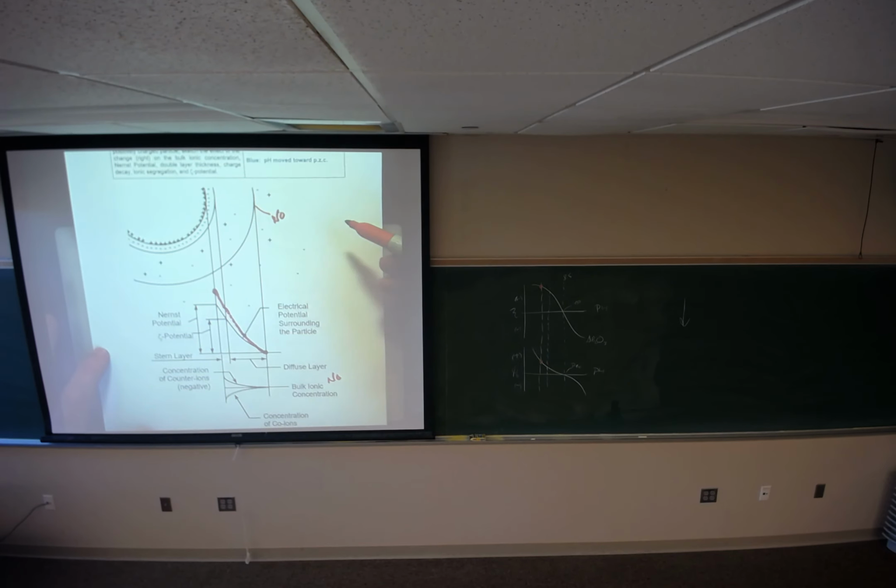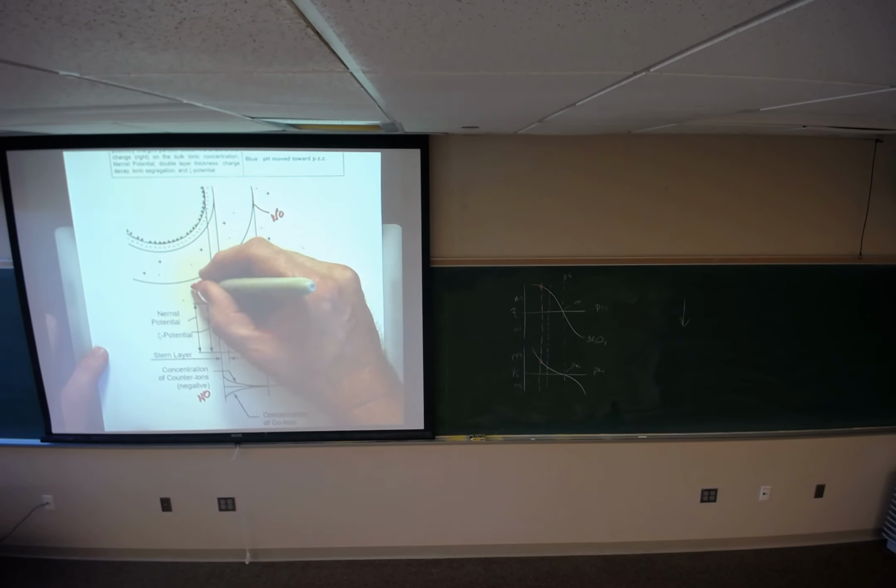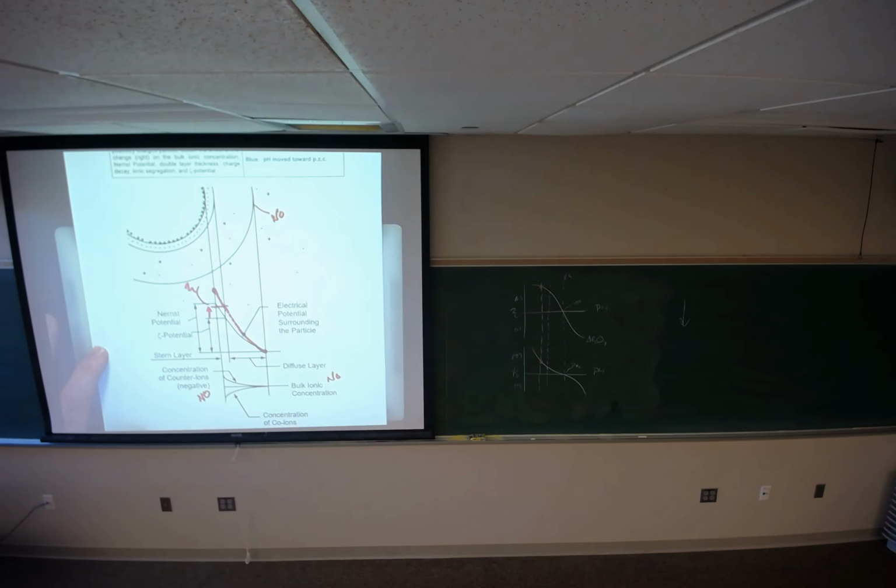Zeta potential. Ionic segregation, that's here. No change. Okay, last, zeta potential increases. So here's my zeta potential, and this is zeta red. Okay. Are we okay with that? Is this helpful?